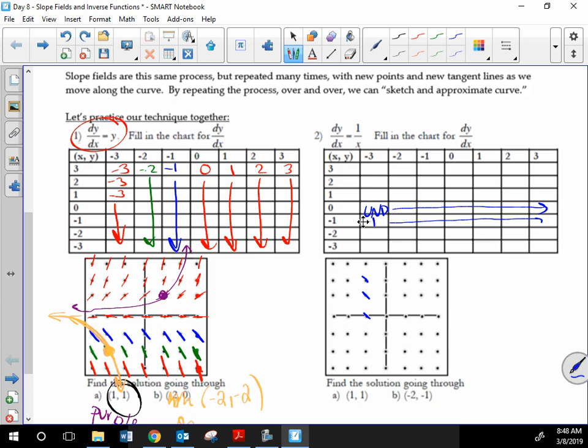You wouldn't go through, you would head up. It's just an undefined slope. You think of it as a vertical line, but technically you don't draw that. But you would still think of that as you're drawing in your particular solution.